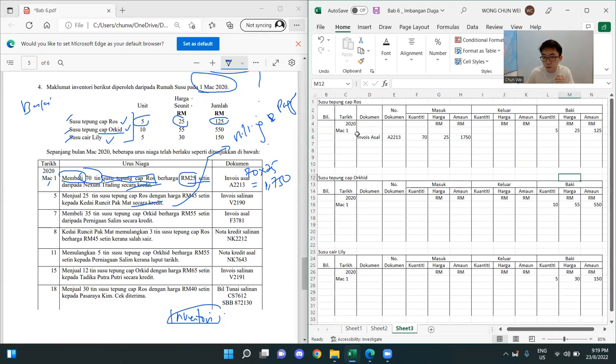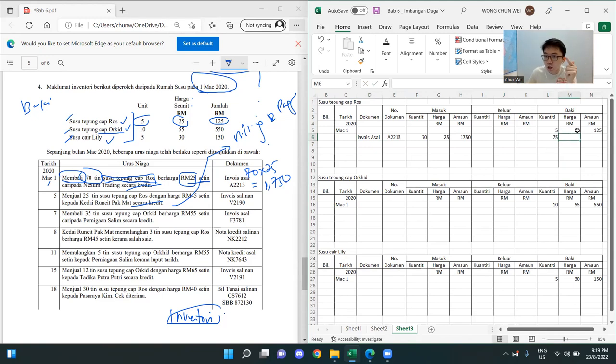All right, are we done yet? Not yet, because we have the baki. So what is the latest baki now? In the beginning of March 1, kita ada 5 unit. Sekarang kita beli 70, so 5 plus the 70 units, then you get how much? So now we have 75 units in the baki.